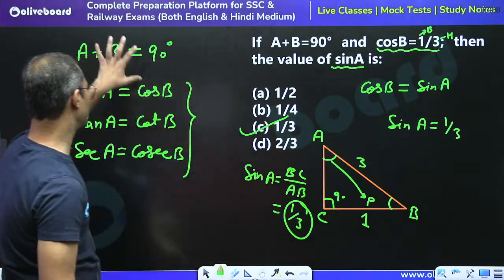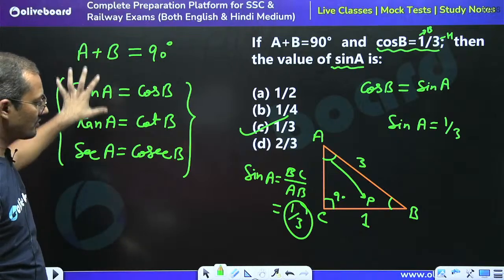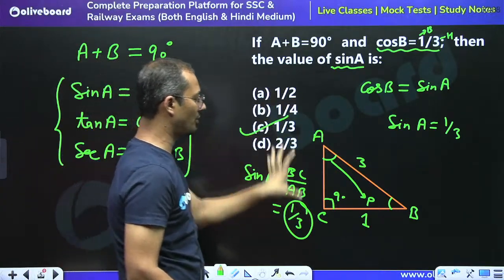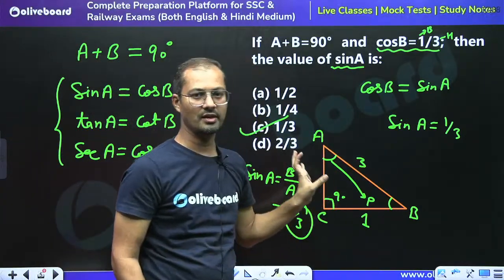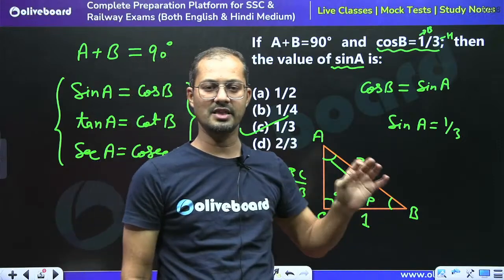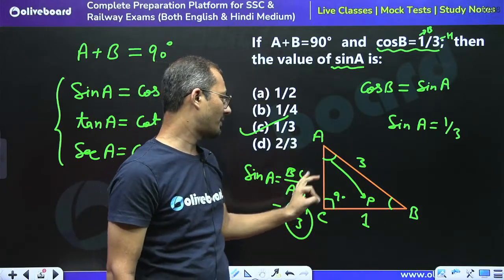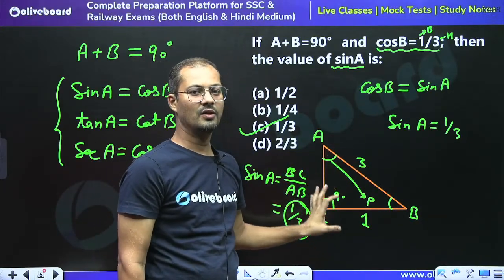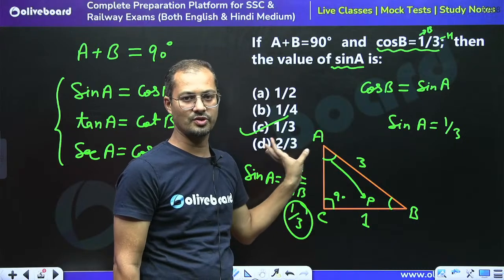If we don't know this property, we can also solve this question just by using the right angle triangle, by using the triplet concept. So using the right angle triangle, we can also solve this question.